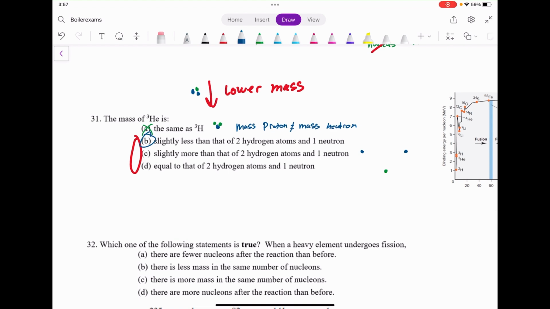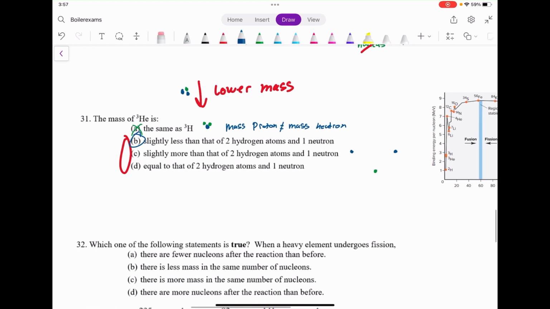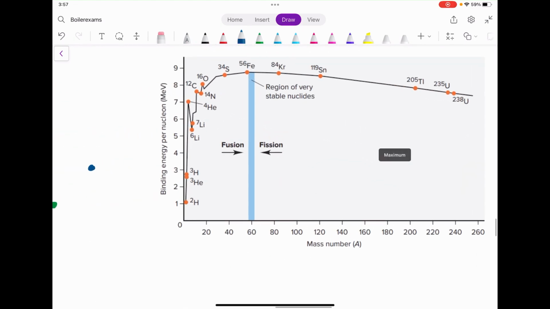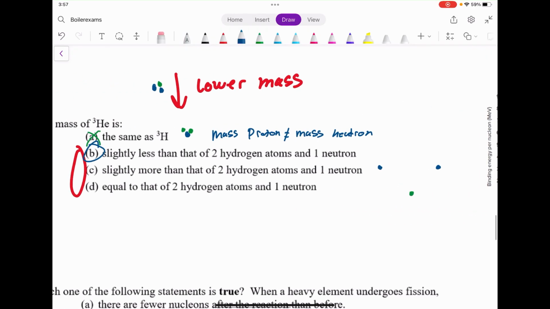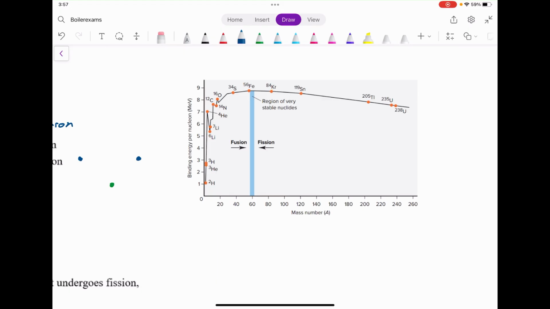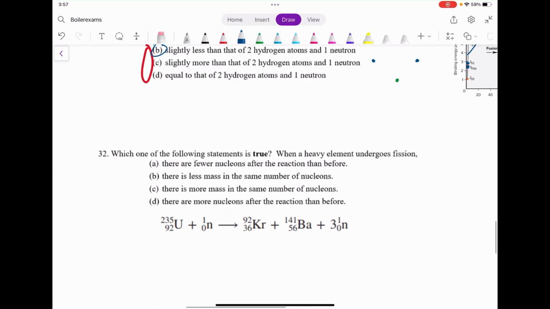Okay, so intuitively, without even looking at the graph, actually, we can kind of come to B. No, maybe we don't even need the graph. If we also look at the graph, though, for that answer choice A, we can also see, yeah, that hydrogen-3 is a little bit higher up on the graph than helium-3. So they would have a different mass, because we know mass decreases as you move that way on the binding energy per mass number graph.